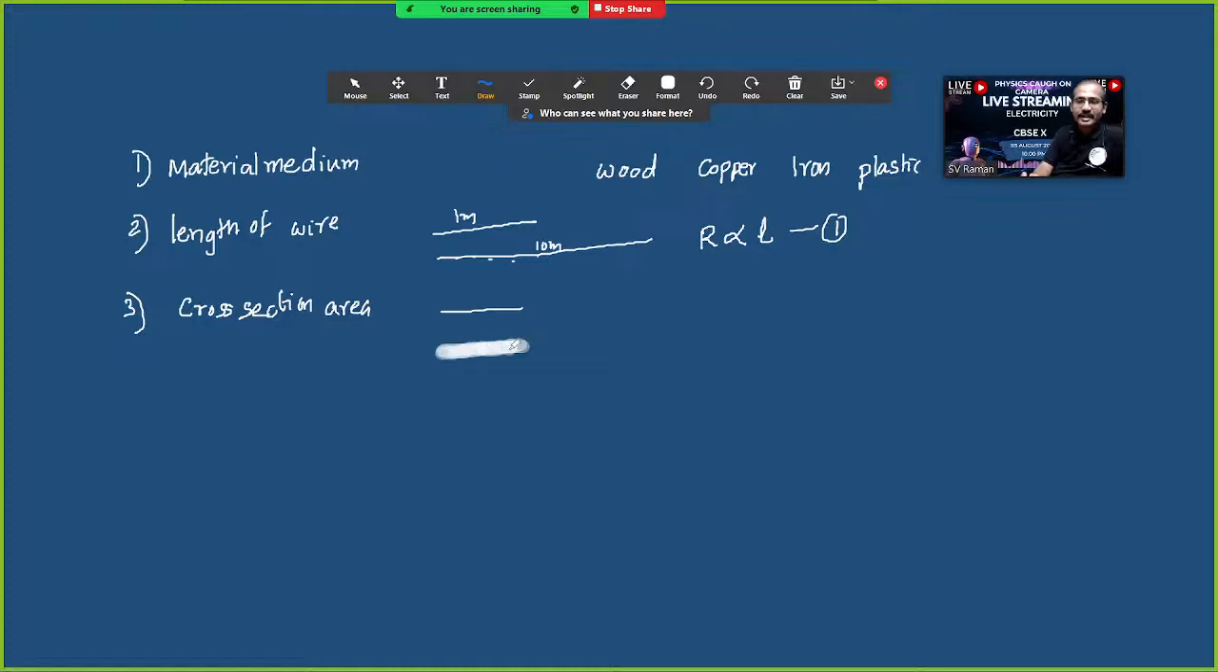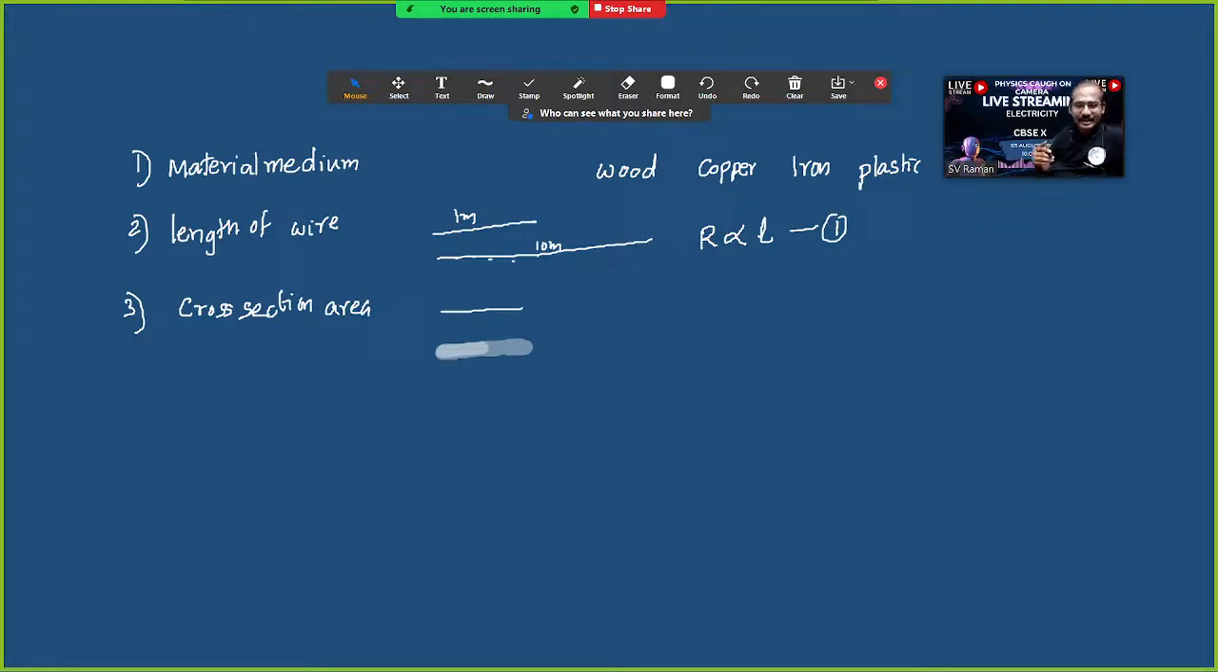Thin wire and thick wire, both are wires only, both are the same length only, but where is the resistance very much more? As per the length of the wire, what I said, if length is more, resistance is more. If length is more, the number of electrons in that wire which can oppose it will be more.